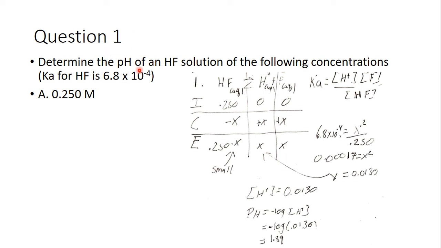But we want the pH of the solution. pH equals minus log H plus. So it equals minus log concentration of H plus, which is 0.0130. When you plug that in your calculator, you actually type negative log concentration. You should get a pH of 1.89.